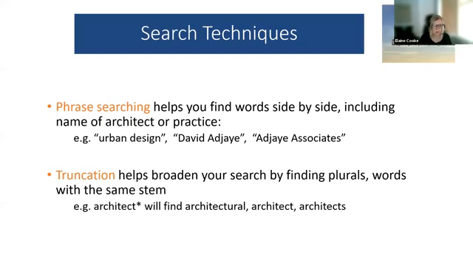And truncation is available on a lot of databases as well, which helps you to broaden your search by finding plurals and words with the same stem. So, for example, you can use the truncation symbol asterisk. Architect asterisk will find architectural, architect and architects with that one search, using that truncation symbol.